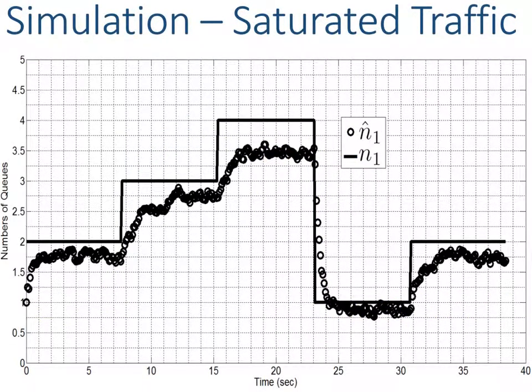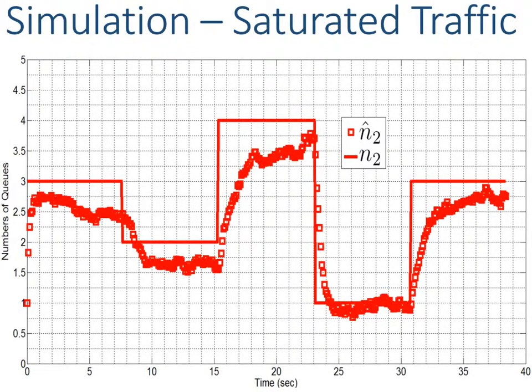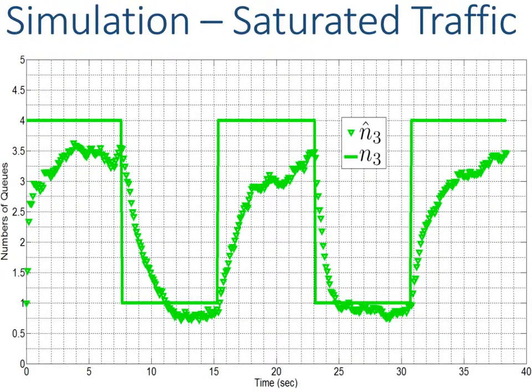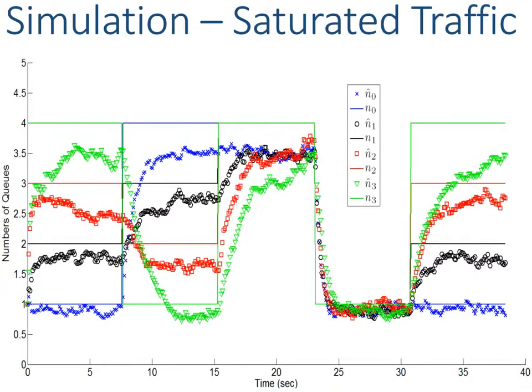Now, access category 1 or video. Here, access category 2 or best effort. And finally, access category 3 or background. As we can see, the estimates are accurate and rapidly track network transitions.